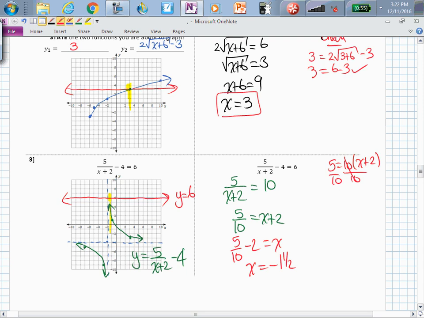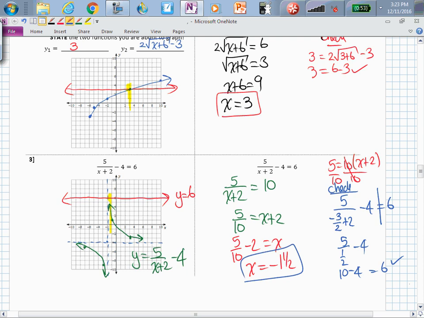We can do a quick check by putting it back in. It's a little bit tricky, so I'm going to do it as 5 over negative 3 over 2 plus 2, minus 4, hopefully equals 6. This is the check. So then we've got 5 divided by a half, which is 10, minus 4, which is 6. So that worked. And I believe that says done.